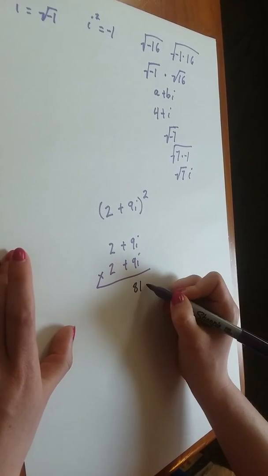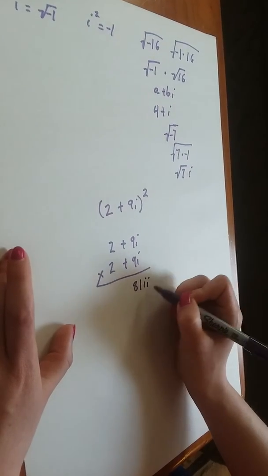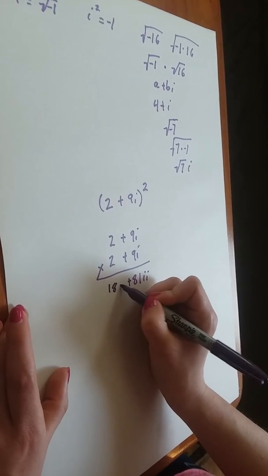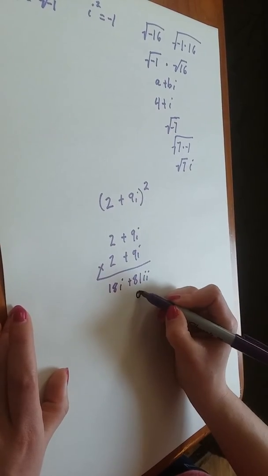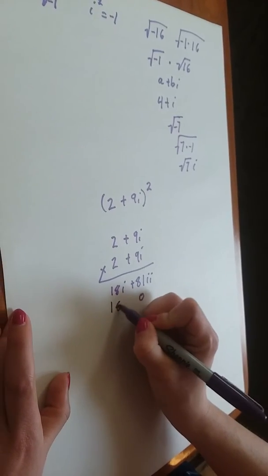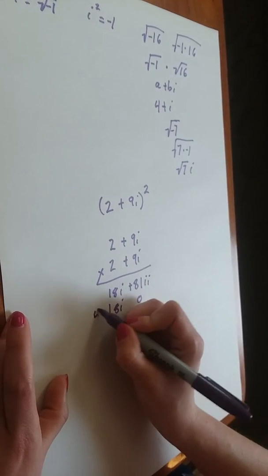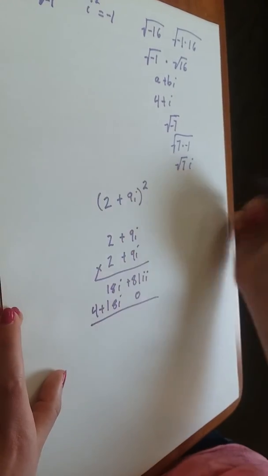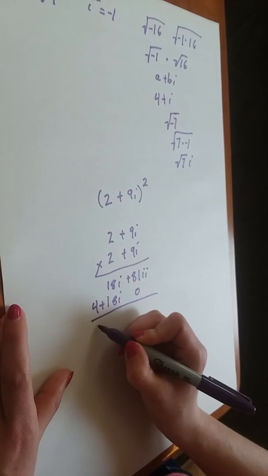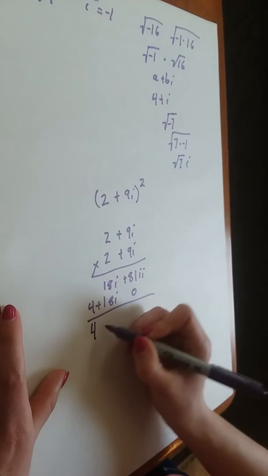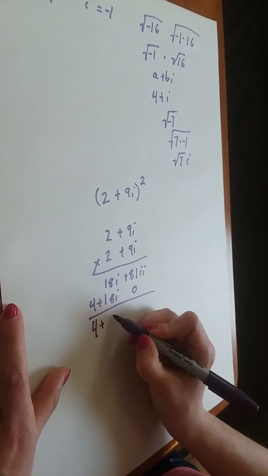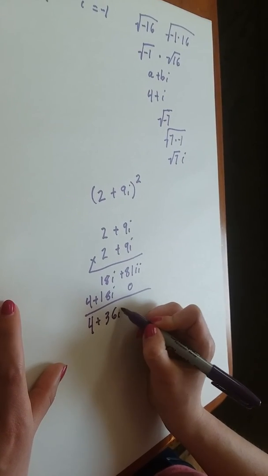So 81i squared, or just i, plus 18i. Then we bring down the 0. Go to the next row. And 2 times 9i is 18i again. And then 2 times 2 is 4. Right. And we have to bring it down so that we can combine like terms. So we bring down 4, and then 18i plus 18i is 36i. So we bring that down, 36i.